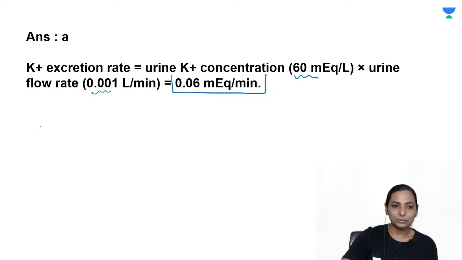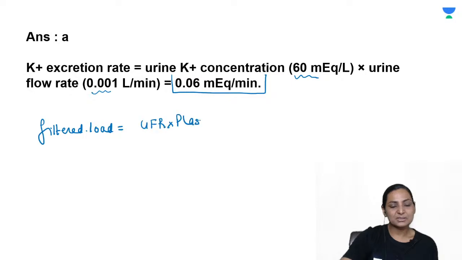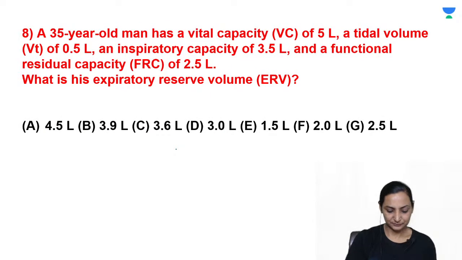Remember, if you have to calculate the filtered load of any substance, it is again GFR into the plasma concentration of that substance. So just as for excretory rate you take urine flow rate and urine concentration, for filtered load you can take GFR and the plasma concentration. These are one of the very important calculation based questions with renal physiology. Next.